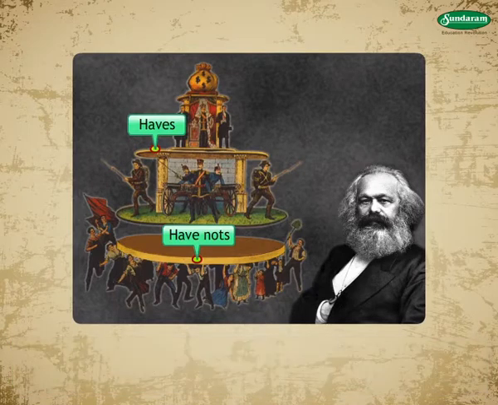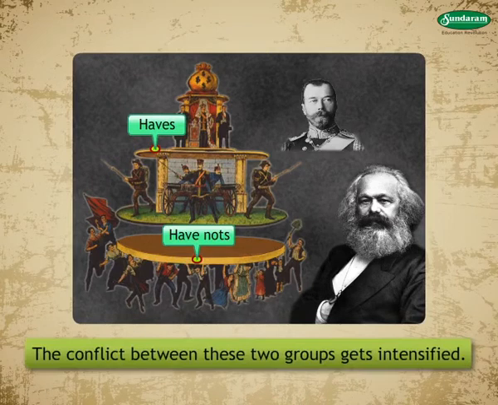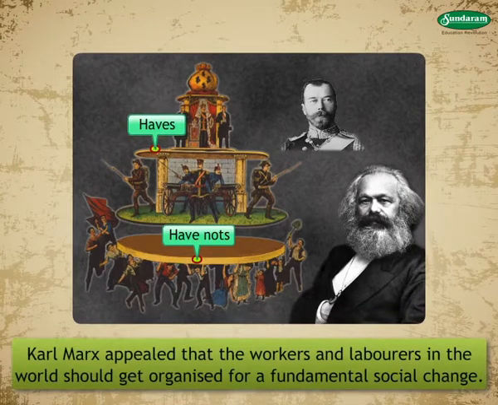In Russia before the revolution, the Tsar and his supporters were the haves, and workers and poor farmers were the have-nots. The second class is made up of the workers and the poor farmers. The conflict between these two groups gets intensified. Karl Marx appealed that the workers and laborers in the world should get organized for a fundamental social change.